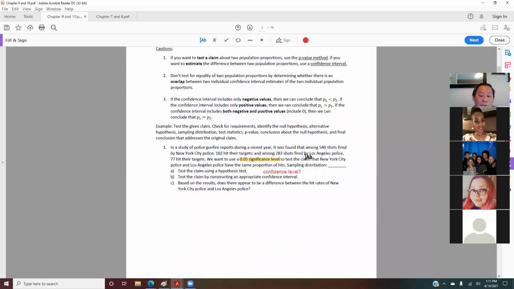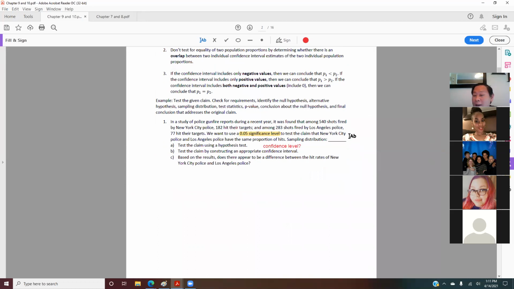So my question to you is, I want you to read question 1 here. Can you tell me, is this your claim? Is this a one-sided or a two-sided test? It's asking for same proportion, so two-sided. The two-sided, yes. Don't forget, same means equal, and you're doing not equal, so it's two-sided.